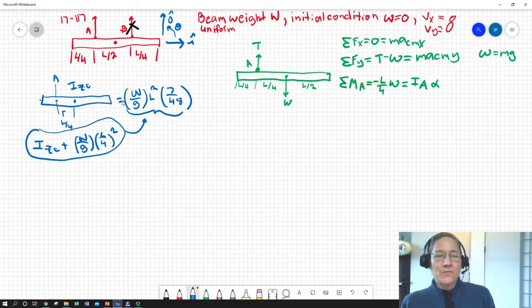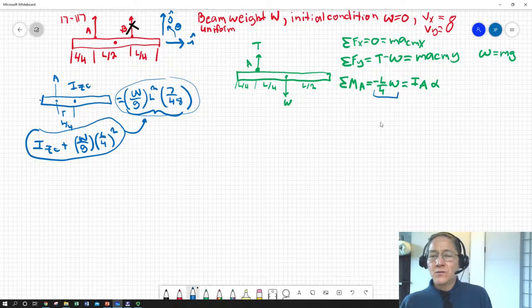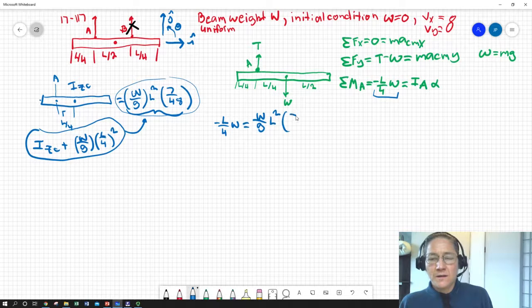Now that we have what is effectively a number, because we will assume we're given W, we need to solve the problem in terms of W. G is another constant that we can include in our answers if we need to. And we do have a value for the sum of the moments about A. So we can say negative L over 4 W equals W over g times L squared times 7/48 times alpha.